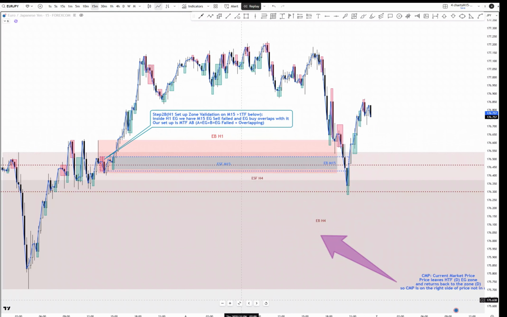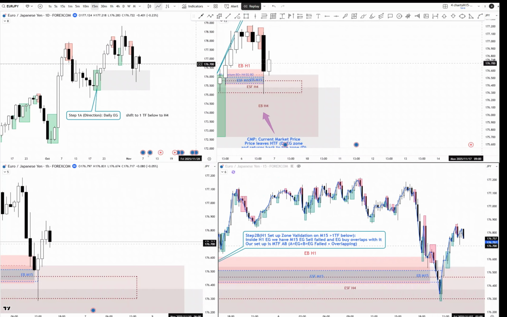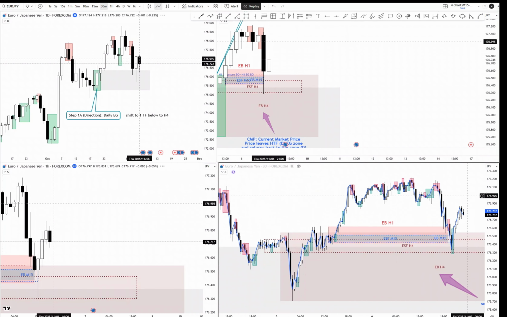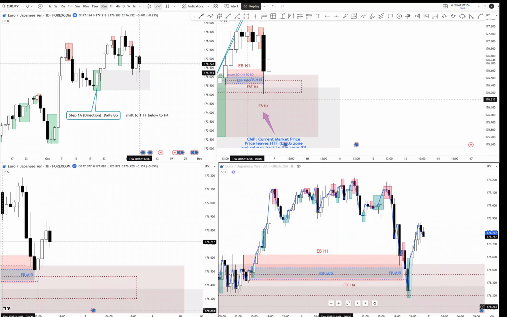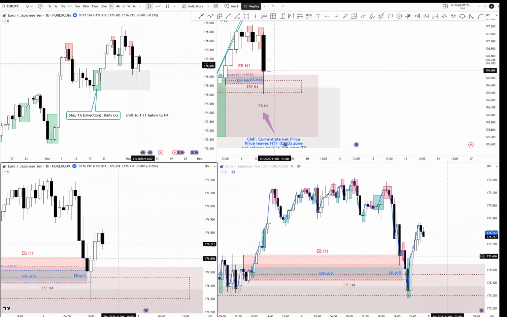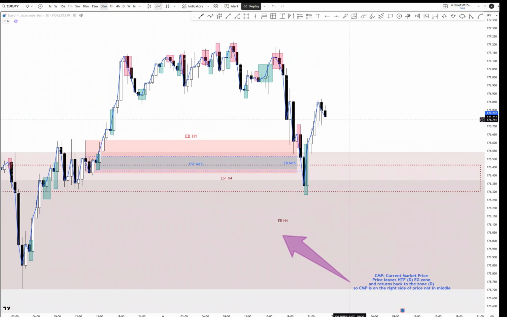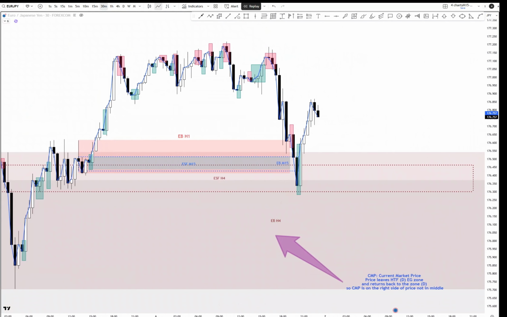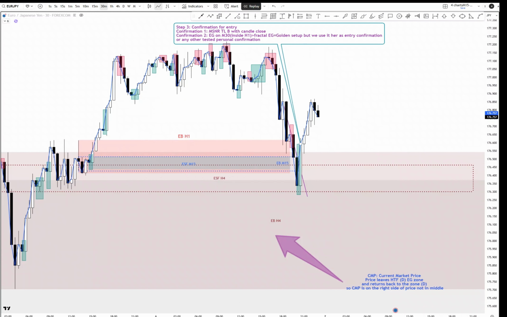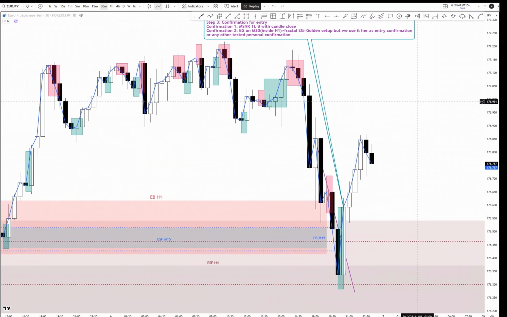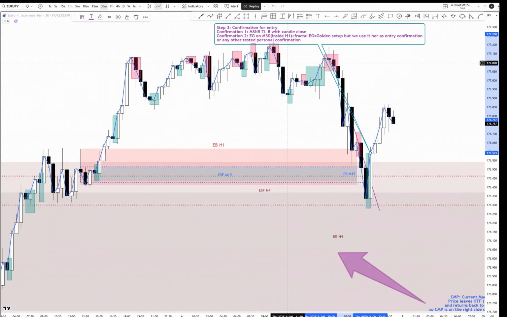Okay. Now that we're done with this one, our setup is confirmed. Where do we go? We need to look for confirmation for entry. So this is step 3, confirmation for entry. As I explained already, we're moving to M30, right? On M30, we are not taking the trade yet. On M30, we are going to have confirmation for entry. So how do we confirm our entry? Before entry, we need to confirm it. So how do we confirm that? We have multiple ways.